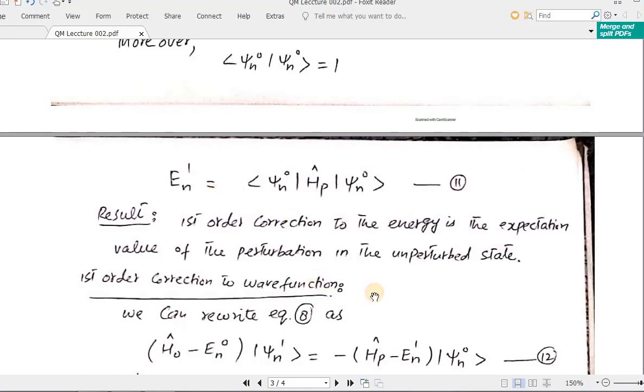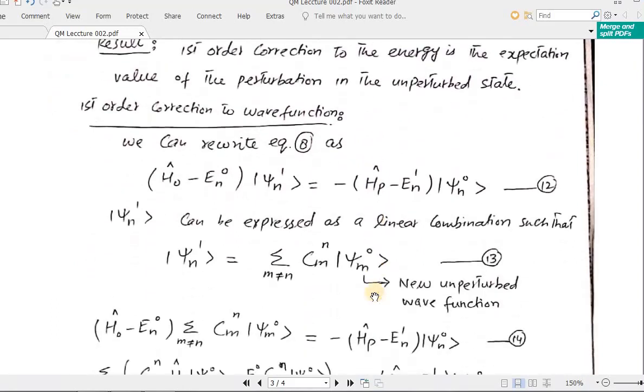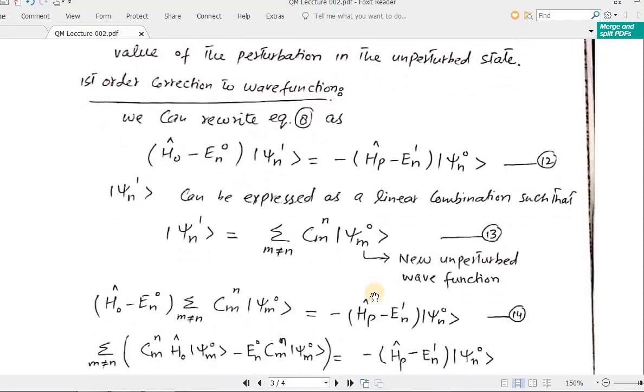Now we calculate the first order correction to the wave function. We can rewrite equation number 8 in this form: H0 minus En naught, psi n1, is equal to minus Hp minus En1, psi n naught. Psi n1 can be expressed as a linear combination, such as psi n1 is equal to the summation over m not equal to n of Cmn psi m naught. Here we introduced another unperturbed wave function psi m naught. This Cmn is the coefficient of the linear combination of the wave function.